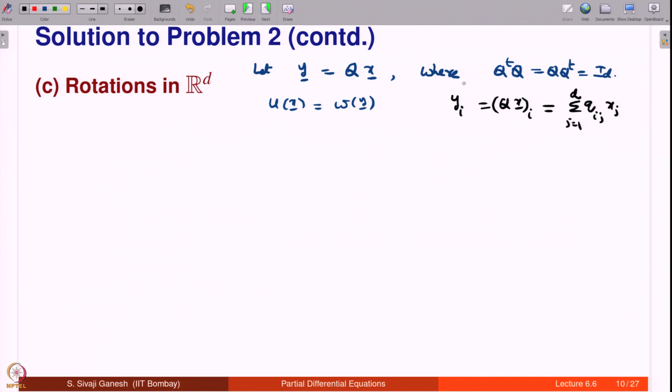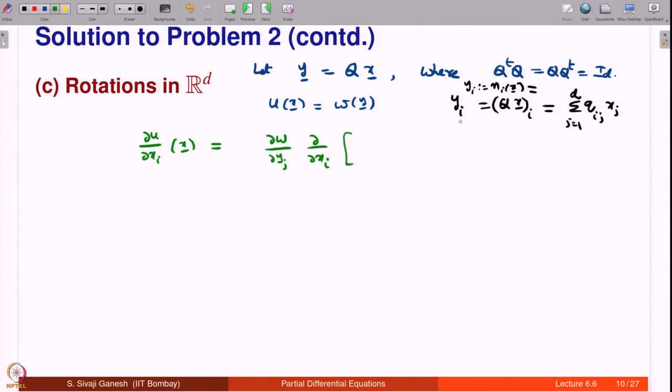As I told before, we should have ideally written yi is equal to eta i of x, which is equal to this expression here. But since we have enough experience, we are not writing that. So let us compute the derivatives, ∂u/∂xi at a point x. So that is ∂w/∂yj times ∂yj/∂xi. That is ∂/∂xi of yj.